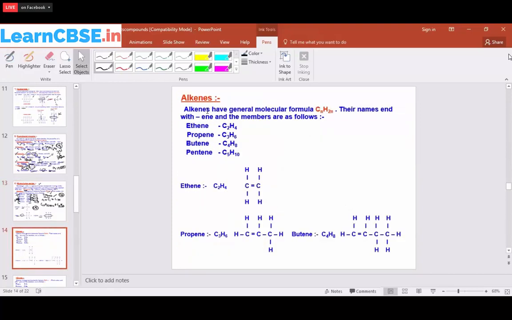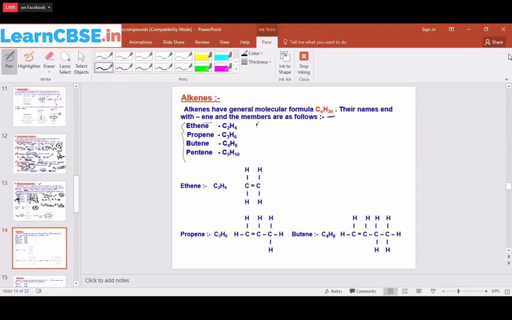The next member is the alkenes. Alkenes have the general formula CnH2n. Their names always end with "ene." This is also a member of the homologous series, so it has the same characteristics: all the members of the family have the same general formula, same chemical properties, and the successive members differ by a CH2 group. Now we are going to see that.